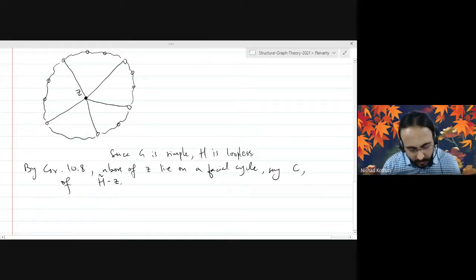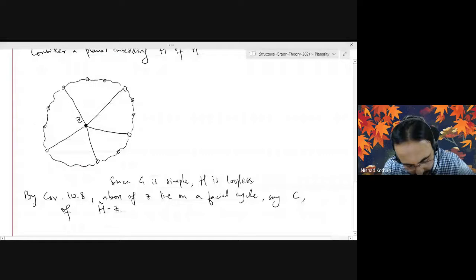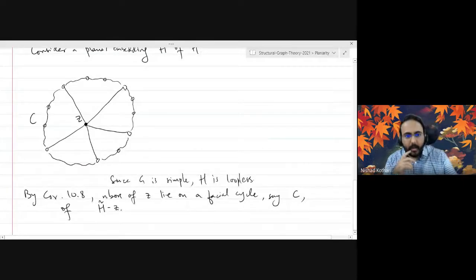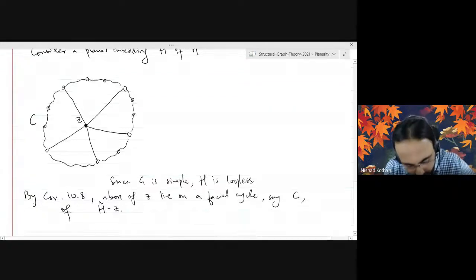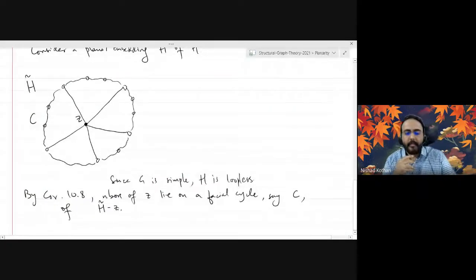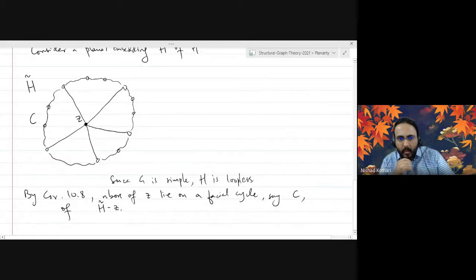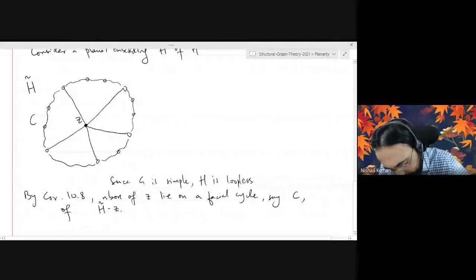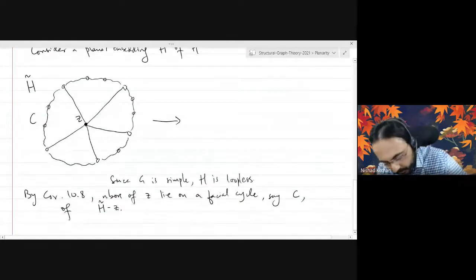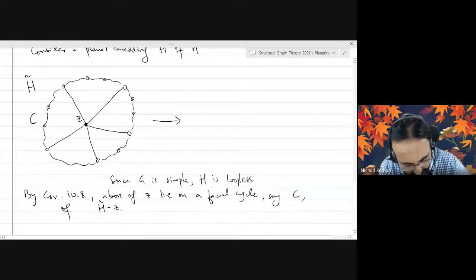All right. So this cycle that you see here is our cycle C, and it contains all the neighbors of Z. So locally, this is what your graph H tilde looks like. Now I want to go back to the original graph G. We have contracted an edge. What is the reverse operation? It is expanding a vertex. So if you think about going back to the graph G, the cycle that is here will exist as it is.